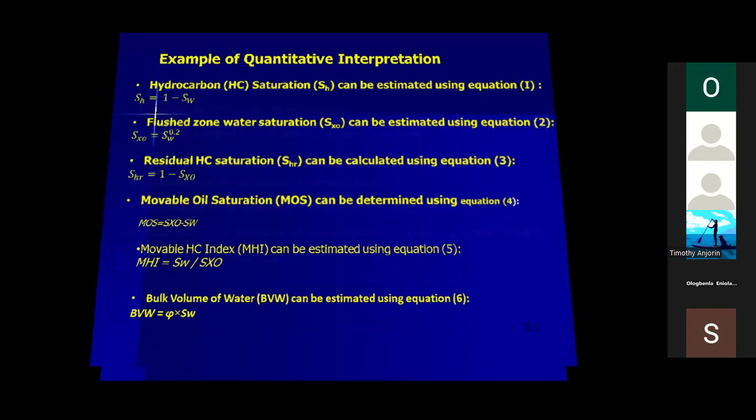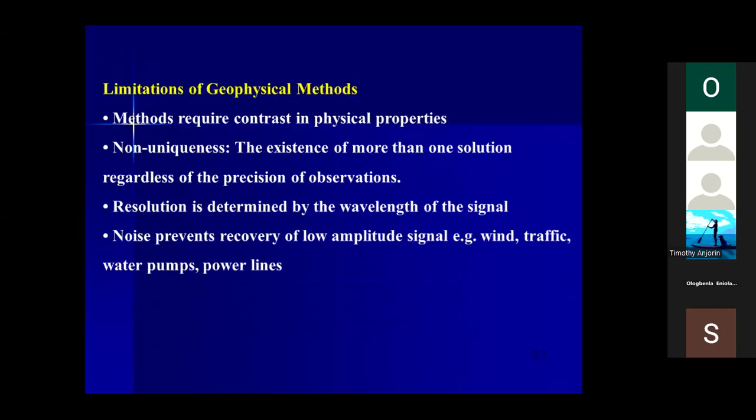Limitations of geophysical methods. Methods require contrast in physical properties. If there's no contrast in physical properties, then there's nothing to measure. If there's no anomaly, it will just give you the normal trend, and it's not giving you any clue. So, non-uniqueness. Non-uniqueness in the sense that one method can give you several interpretations. Okay? And for you to be able to narrow it down, that is why you have to use more than one method.